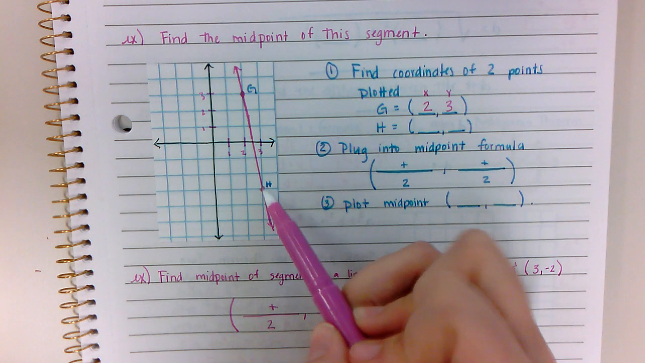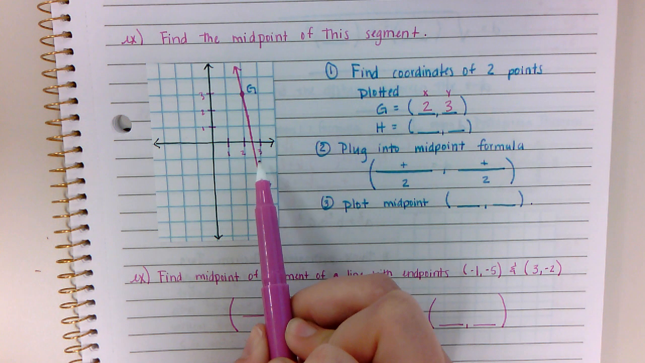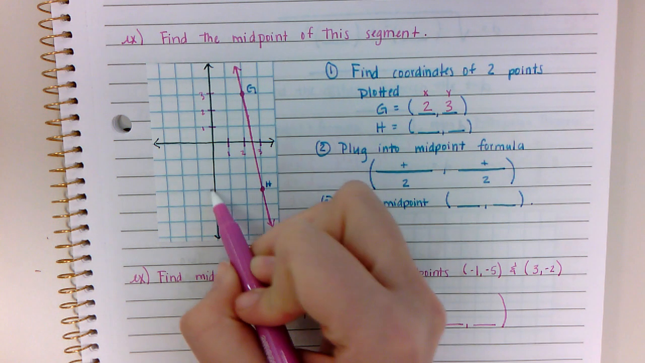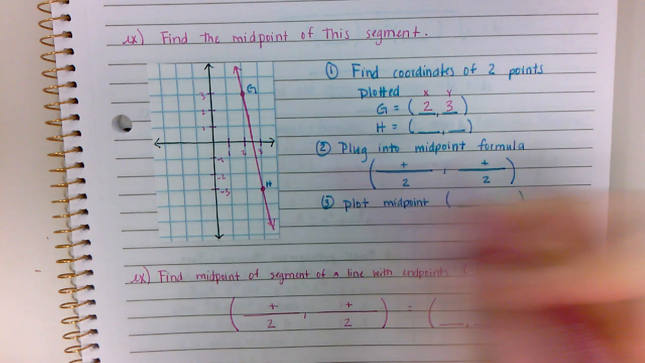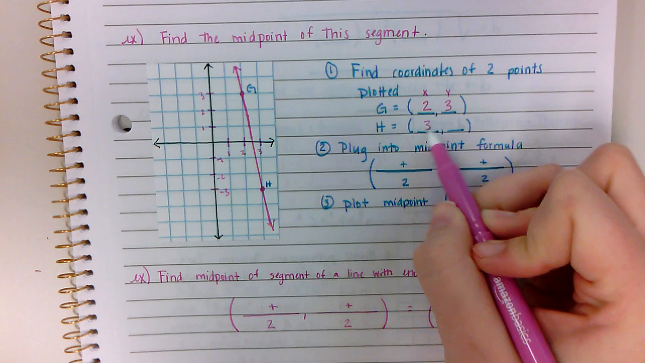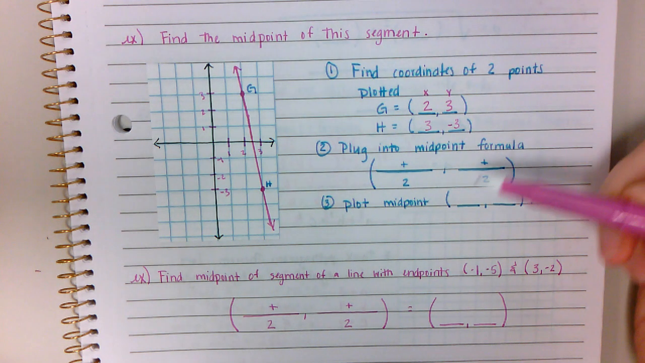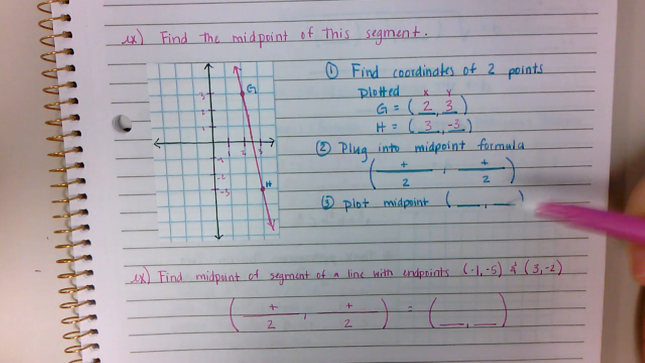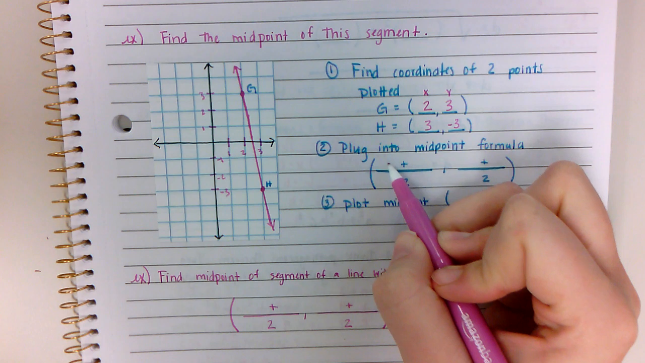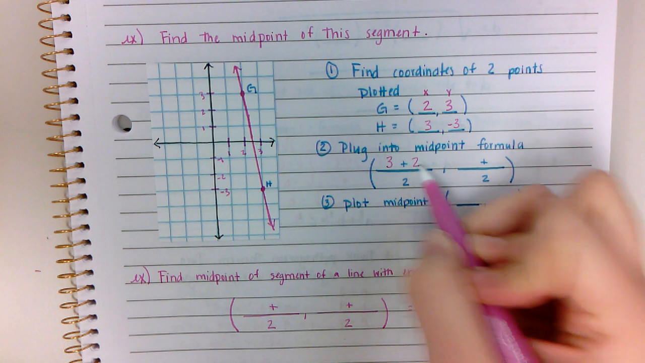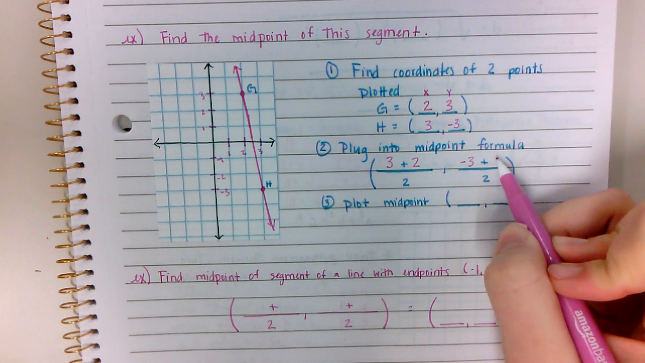Now to get H, I need to move over 3 on the x-axis and down -3 on the y-axis. So that's actually going to be 3, -3. Now that we know what these 2 points are, we can plug them into the midpoint formula and find the middle. So this is going to be my x's added together, 3 plus 2, and then this is going to be my y's added together, -3 plus 3.